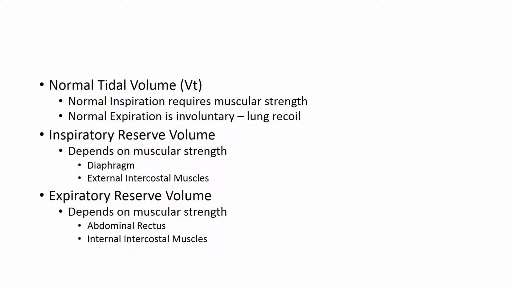In a normal tidal volume breath, inspiration requires muscle strength. It's an active process, whereas expiration is involuntary and relies on the recoil of the lungs. The inspiratory reserve volume depends on muscle strength. That is not only the diaphragm, but the external intercostal muscles. And the expiratory reserve volume also depends on muscle strength. That's the abdominal rectus muscles and the internal intercostal muscles.